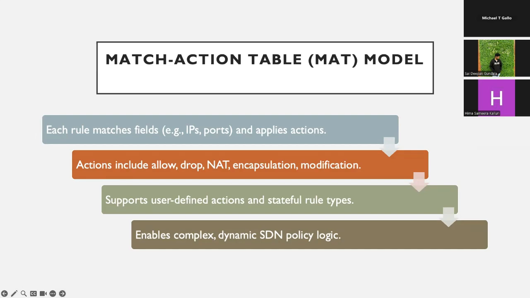The actions can include allowing or dropping packets, network address translation, encapsulation in protocols, or even changing quality of service markers, along with other customizable actions. VFP's implementation of the MAT model supports all user-defined actions. You can customize it however you want, so you can be very flexible with this. User-defined actions allow policy controllers to implement custom packet processing beyond standard action types. Rules can be added and modified however you want.